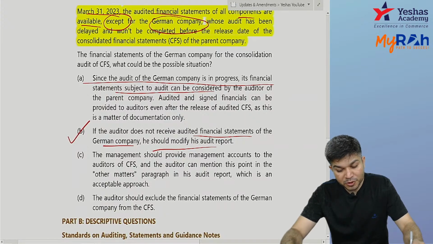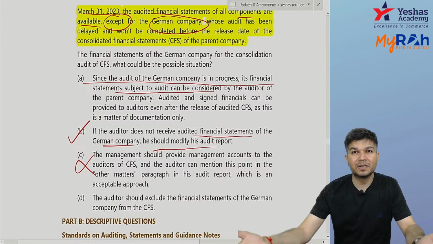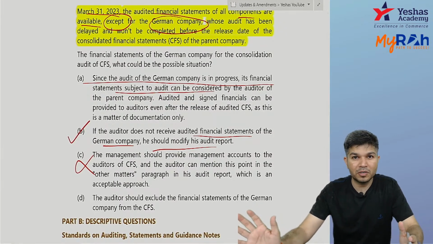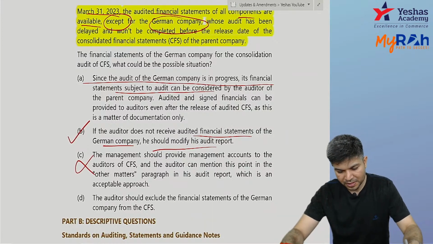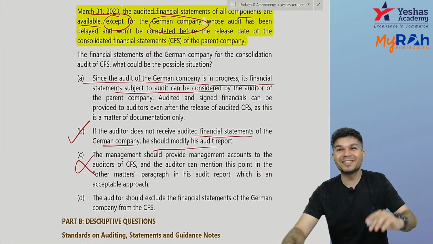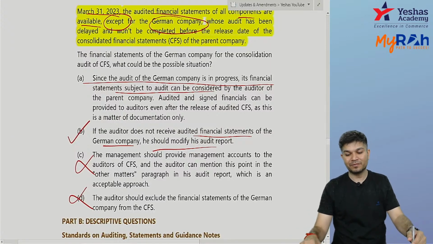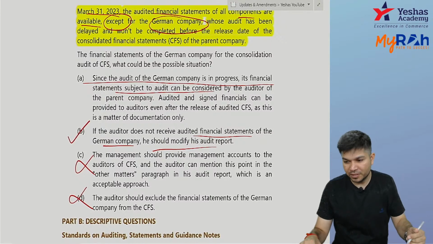Management should provide management accounts to the auditor of the CFS. An auditor can mention this in an other matter paragraph. No, their figures are unaudited, but if at all they are material, then I don't have sufficient appropriate audit evidence. So I have to give a modified report. They should exclude the financial statements of Germany from the CFS. No, that is also wrong. The answer is: if you are not receiving the audited financials, give a modified audit report. Fine.